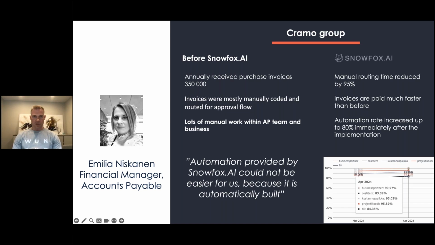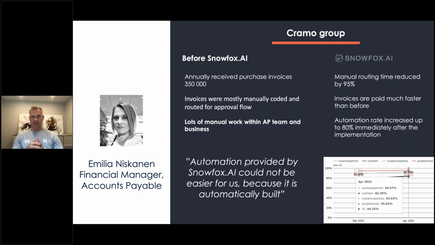They have a really good AP solution in use, but still almost all of the invoices were manually coded and routed for approval flow. The approval flow had a bit higher automation compared to coding automation, but still not a lot. And there was a lot of manual work for the AP team and the business, because business was taking care of the codings and the AP team was taking care of the routing of the invoices for the approval flow. And today, they tell that their manual routing time reduced by 95%.